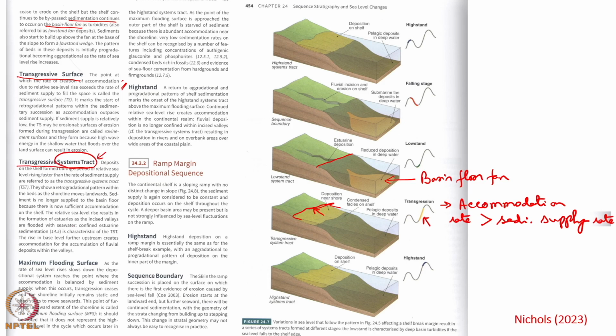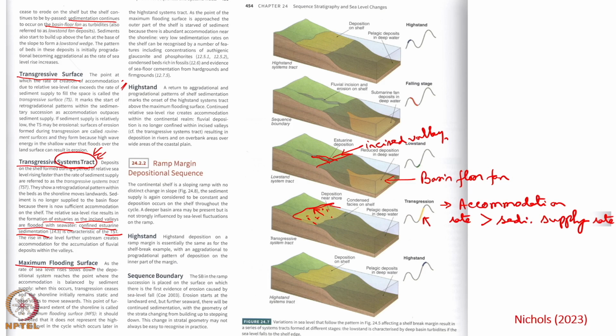This sea level rise has formed the estuaries as the incised valleys are flooded with sea water. This was the incised valley, and now the water level has gone up and it is flooded with sea water, and estuarine sedimentation happens. It is characteristic of the transgressive systems tract. Let us understand the meaning of the maximum flooding surface.